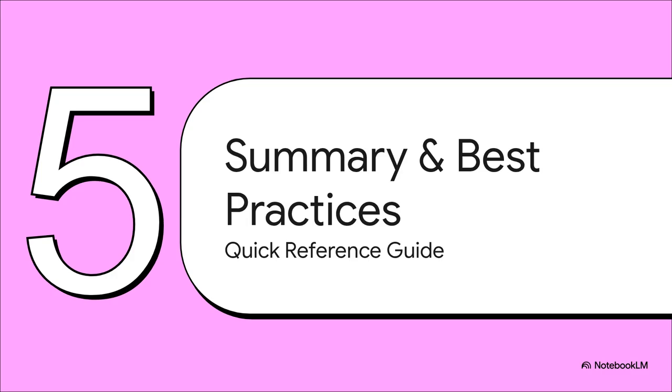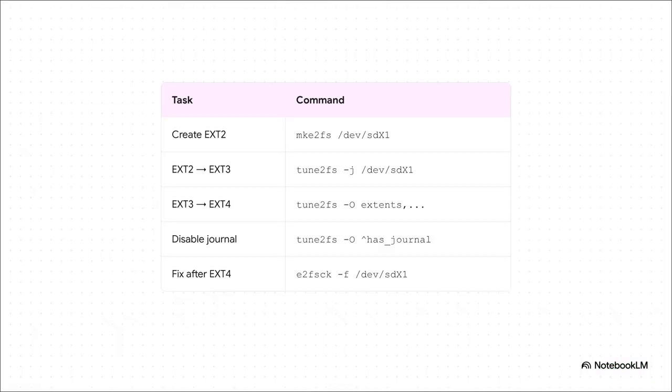Wow, okay. We've gone through the entire upgrade path from ext2 all the way to ext4. So let's pull it all together now with a quick summary of the key commands and the most important best practices. And here it is, your cheat sheet. Every important command from today's session all in one spot, from creating the file system to converting it and managing its features. This is definitely one to bookmark for a quick reference when you're working on your own systems.